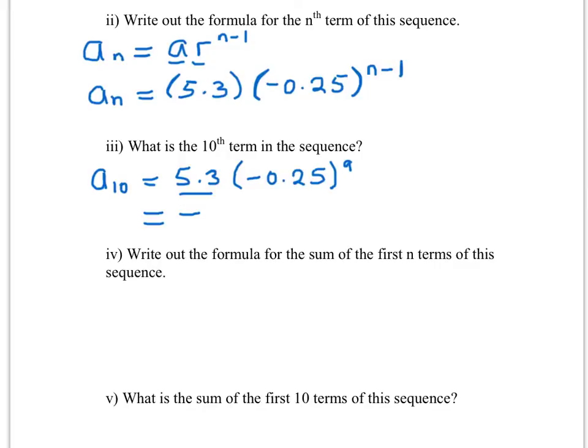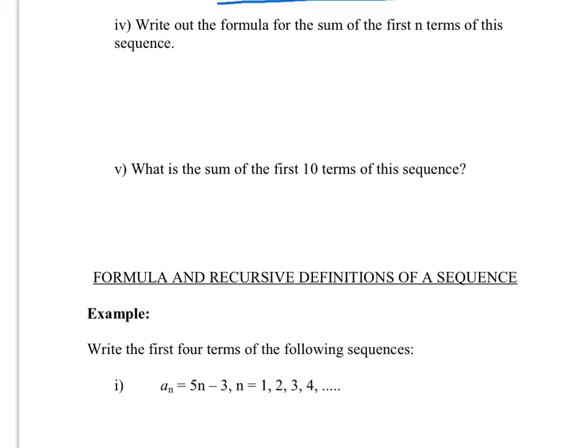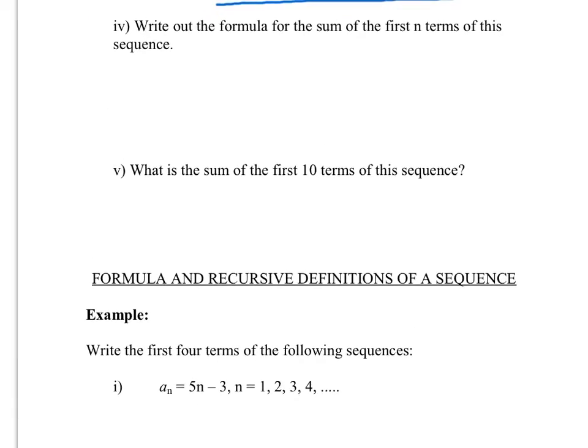I'm just going to write it in decimal form. 0. And it turns out that there's 4 zeros: 1, 2, 3, 4. And then it's 20217. And that's the answer then to part 3 of the question. Now just let me move up here slightly to do the last 2 parts of the question.